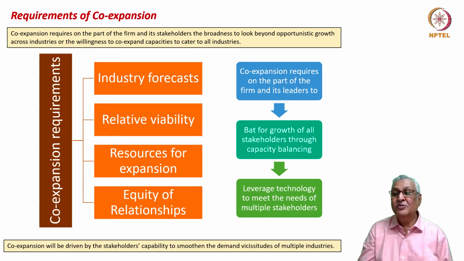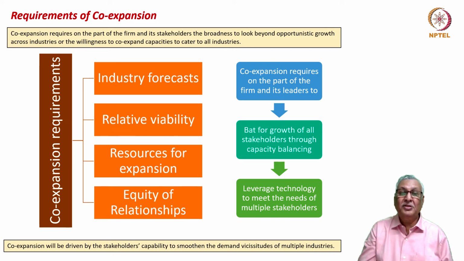Co-expansion requires on the part of the firm and its leaders to bat for the growth of all the stakeholders through capacity balancing. Leverage technology to meet the needs of multiple stakeholders. That is, everybody should be concerned about everybody's growth. We talked about firms keeping industry's interest above the self-interest. Here we are talking about broader industrial imperatives, broader industrial concerns, and broader industrial well-being above the requirements of just one industry. And we also need to leverage technology to meet the needs of multiple stakeholders.